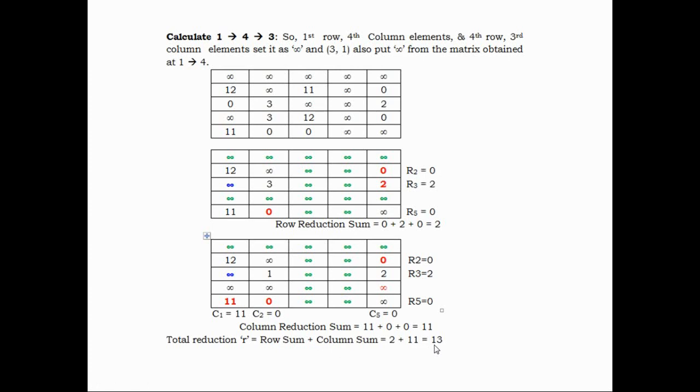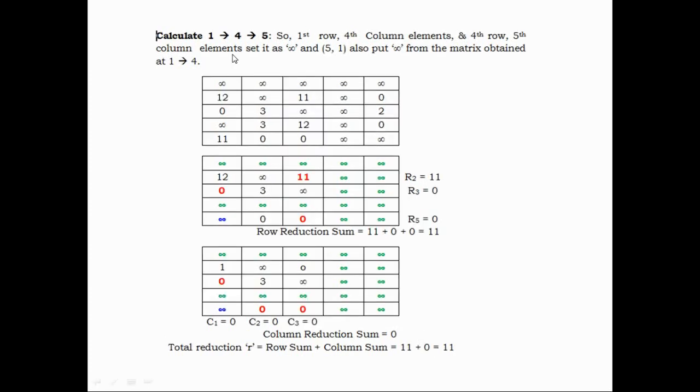And in the same fashion, 1 to 4 to 5, that is first row and fourth column elements, fourth row and fifth column elements, set it as infinity, and 5 1, okay, put infinity. That is first row and fourth column elements and fourth row, fifth column elements. Now row reduction sum value equals 11 here, whereas column reduction sum is 0. Total reduction R equals 11 plus 0, which is equal to 11.